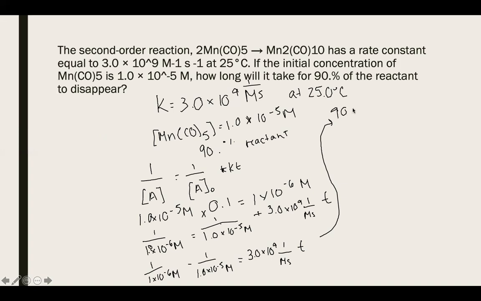When you do that, you would get a value of 900,000 1 over molar, which equals 3.0 times 10 to the ninth 1 over molarity seconds, T. Then you have to divide by this K value in order to solve for T. Once you divide by 3 times 10 to the 9th, you would get 3 times 10 to the negative 4th seconds. And it would actually be 3.0 times 10 to the negative 4th.